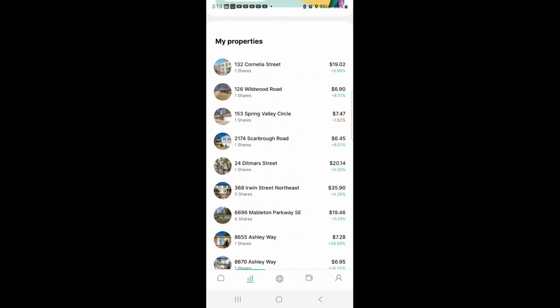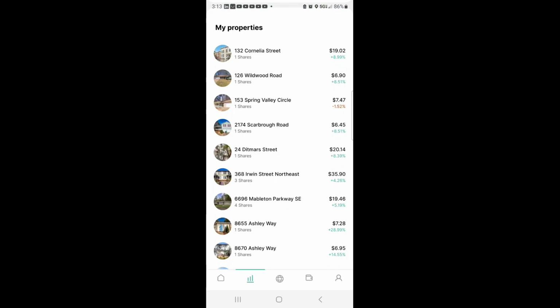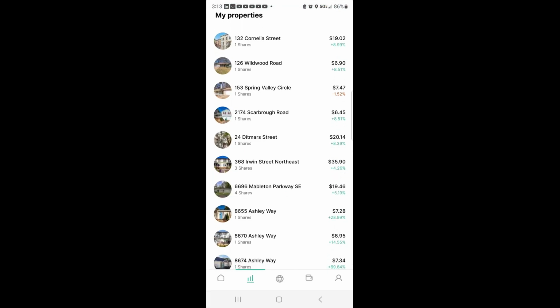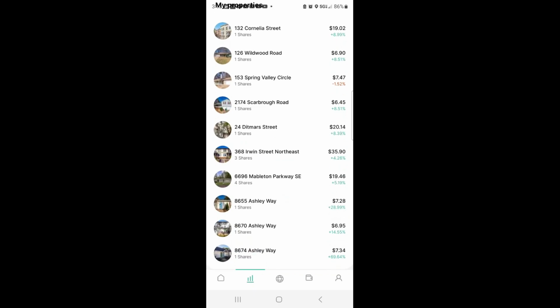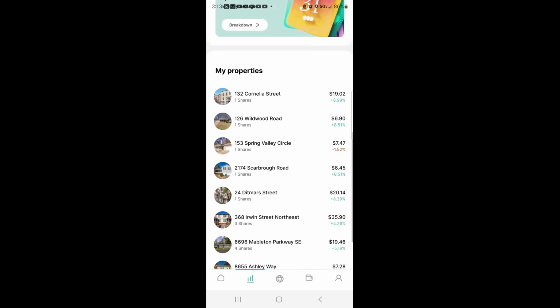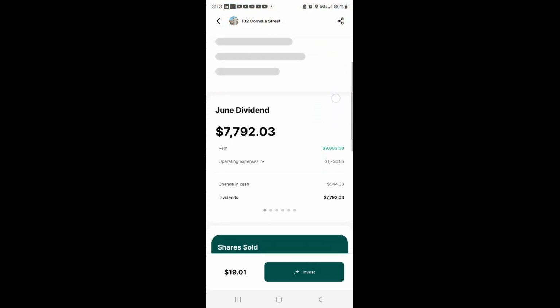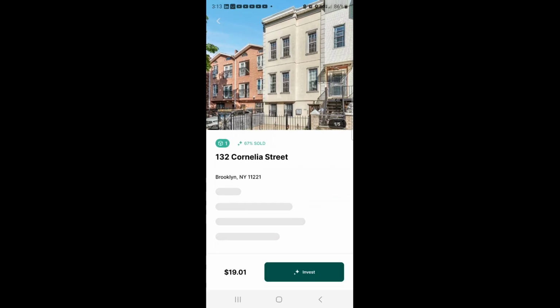The second one, I'm up 8.51%. Third one, I'm down 1.52%. The fourth one, up 8.51%. The fifth one, up 8.39%. The next one, I have 3 shares of this particular property, up 4.26%. The next one, I have 4 shares. I'm up 5.19%. Next property, I'm up 28.99%. Next property, again, I'm up 14.55%. And last but not least, I'm up 69.64%.